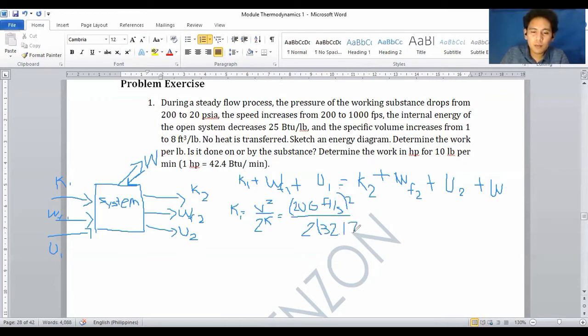Here I am going to use 32.174. Your K denotes your gravity. Let's change this to avoid confusion. It's K because of the unit analysis. When we use g for gravity, the unit analysis will be wrong. So let's use K.